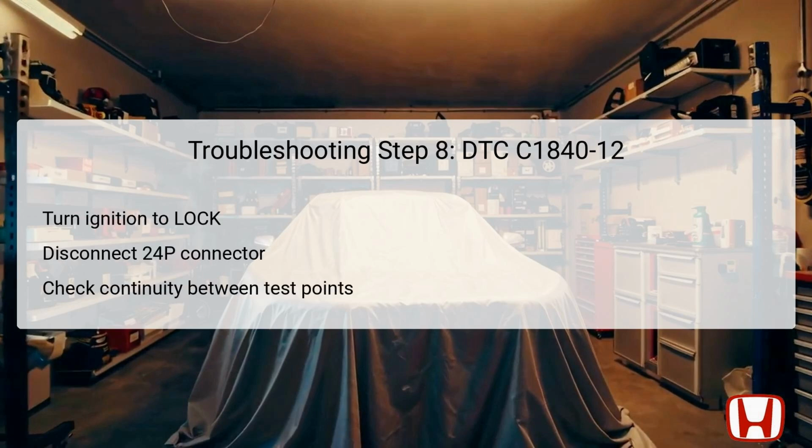For the final troubleshooting step, begin by switching the ignition to the lock position, ensuring safety during diagnostics. Following this, disconnect the 24P connector from the real-time AWD control unit once again. This step aims to ascertain the integrity of the SG line. With this connector removed, conduct a continuity test between two specific test points, the gray wire at number 1 of the rear differential fluid pressure sensor's 3P connector and the green wire at number 11 of the 24P connector.